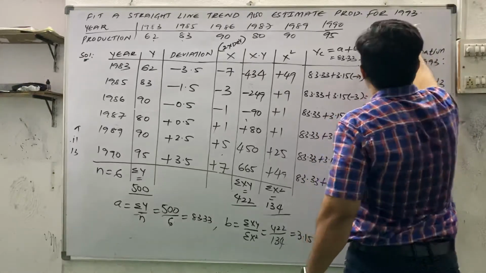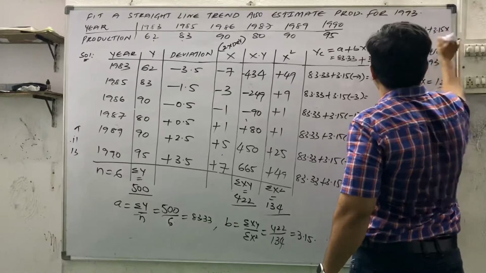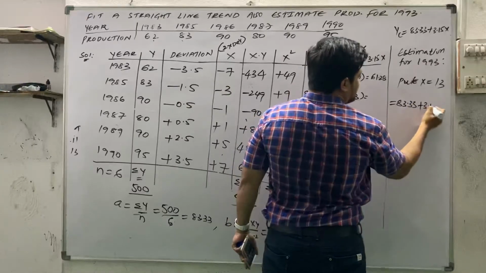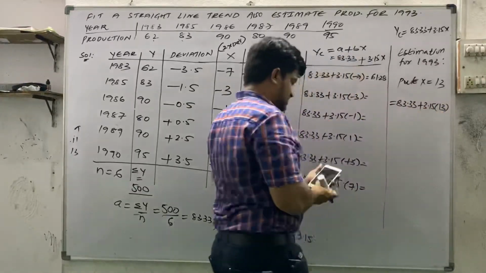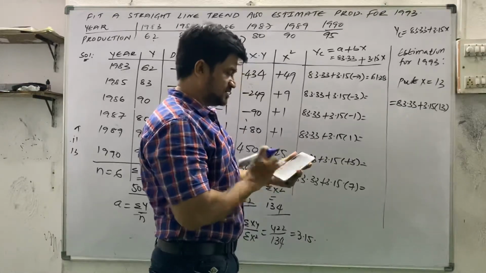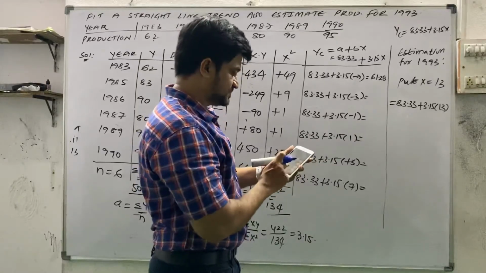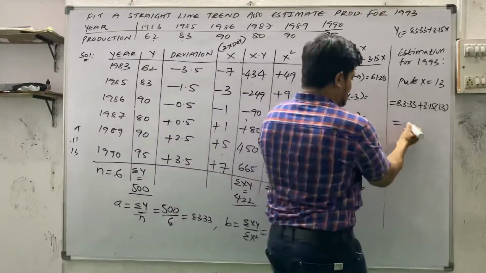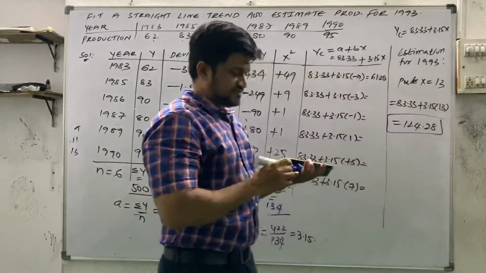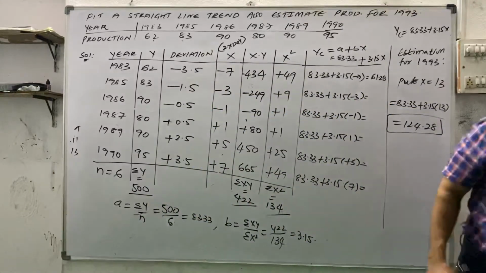For 93 we have to take the value of x to be, put x equals to 13. What is YC? We have 83.33 plus 3.15x. So we have 83.33 plus 3.15 into 13. So 3.15 into 13 is 40.95 plus 83.33. So we have 124.28 production for the year 1993. So we have estimated the production.